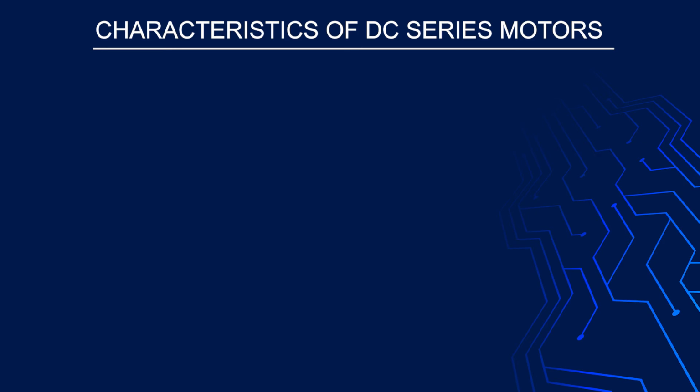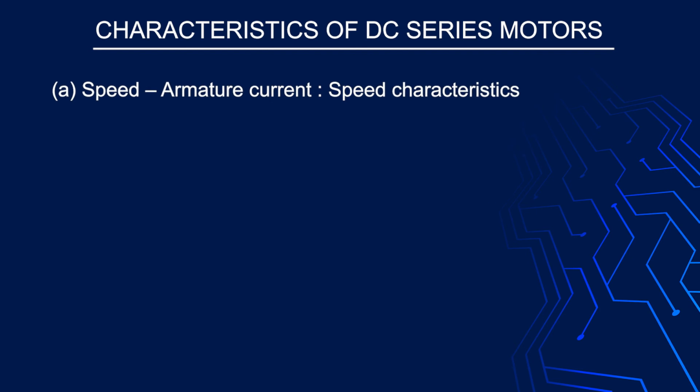So first of all, we are going to discuss the characteristics of the DC series motor. In the DC series motor, the characteristic that we are going to discuss is the speed armature current characteristic. As I already told you, the speed armature current characteristic is also called the speed characteristic.